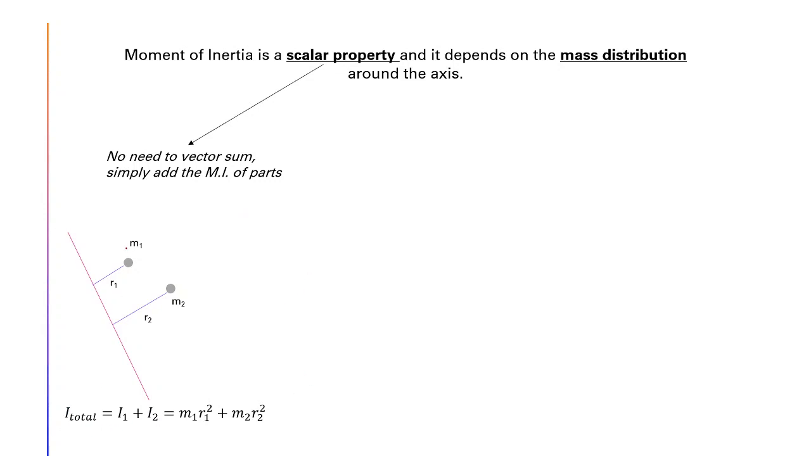So the I total of both these things taken together, maybe it's not a rigid body, but in some situation they behave similarly, and you have to take the moment of inertia of them collectively. Then you can simply add it. You don't have to go into vector sum. This is a scalar property, so that's very good news. It's very simple, just like in electrostatics, where it is easier to work with potentials than with fields.